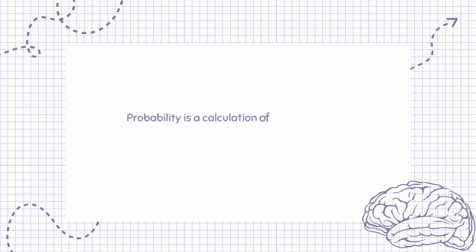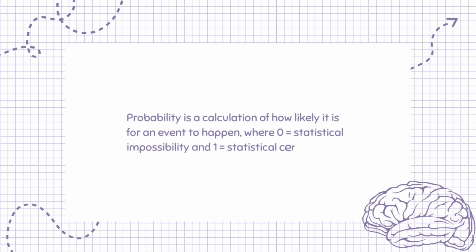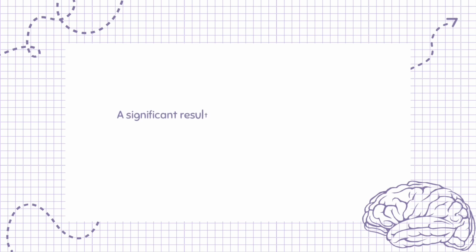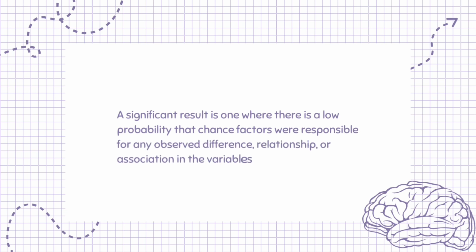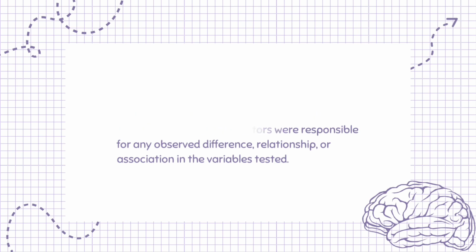Probability is a calculation of how likely it is for an event to happen, where 0 equals statistical impossibility and 1 equals statistical certainty. A significant result is one where there is a low probability that chance factors were responsible for any observed difference, relationship, or association in the variables tested.